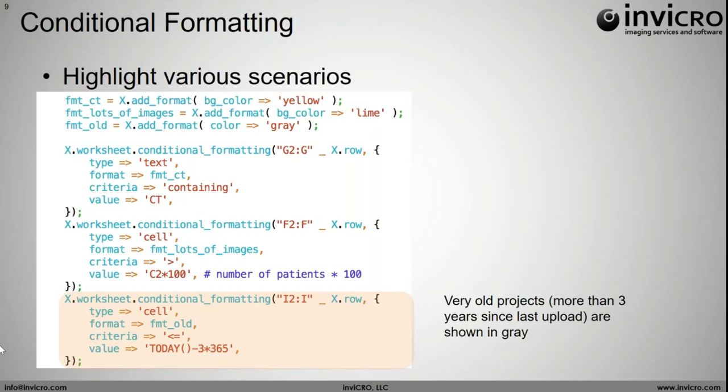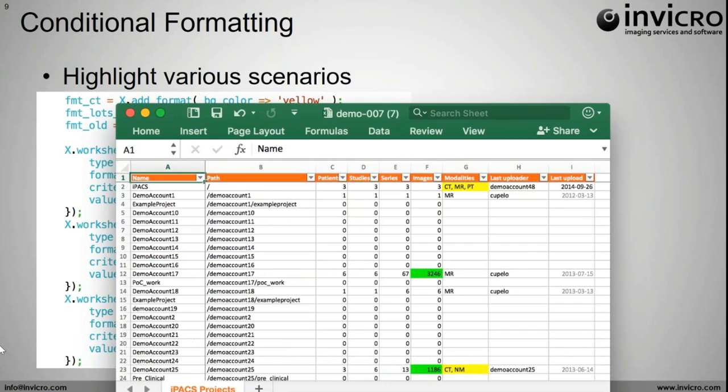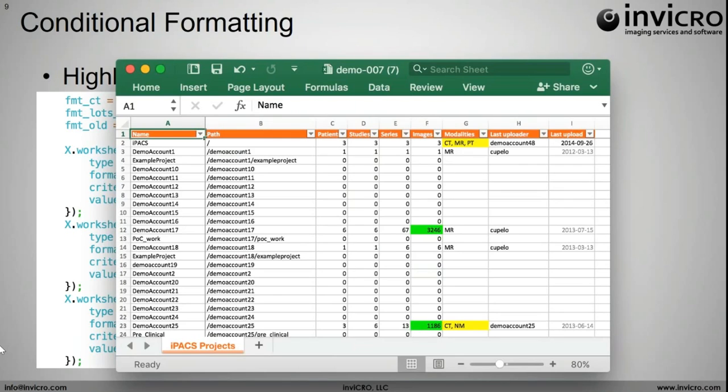And these numbers also update, things like the today value update whenever you open the Excel spreadsheet. So it's not hard-coded coloring, but if you would open that 3 years from now, then everything would show up as gray. And then we get a spreadsheet like this, and you see the CT projects have been marked, and the projects where we have a lot of slices in them, as well as the 2013 uploads are in gray, and the 2014 here is in black.